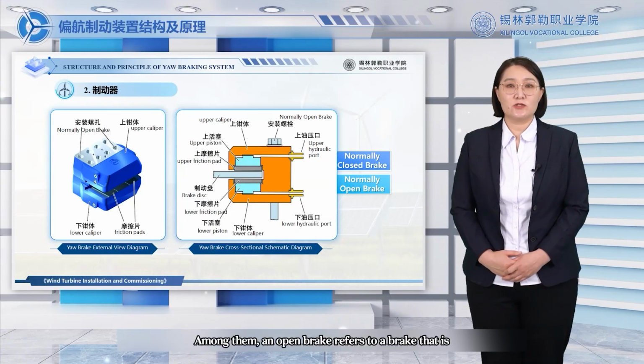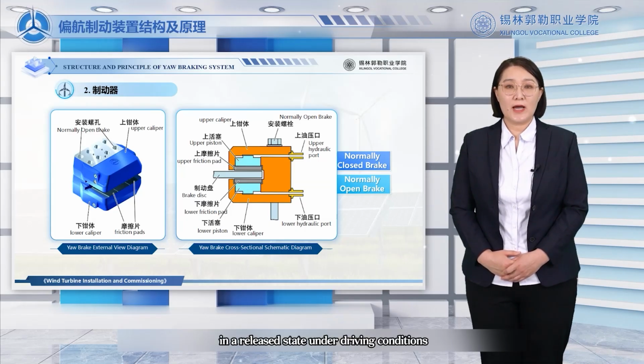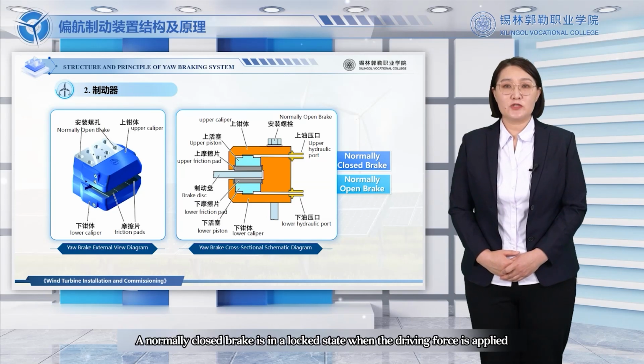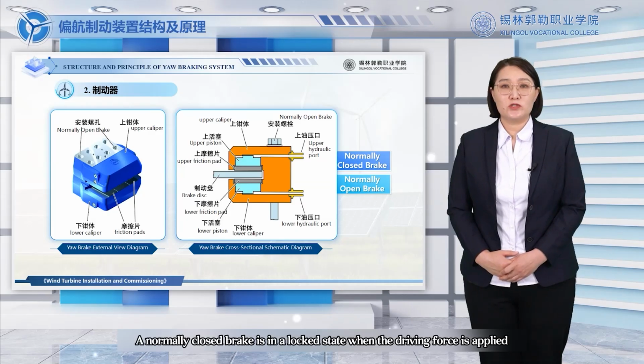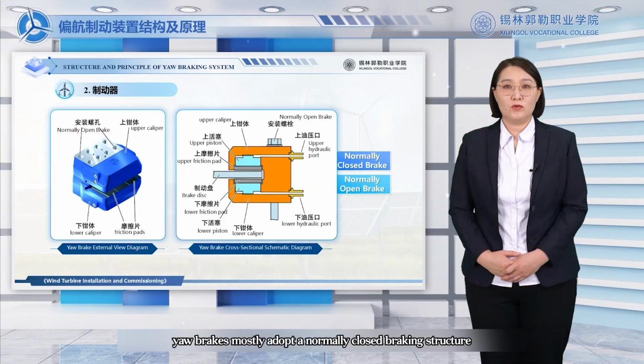Among them, a normally open brake refers to a brake that is in a released state under driving conditions. A normally closed brake is in a locked state when the driving force is applied. Considering the failure protection of the brake, yaw brakes mostly adopt a normally closed braking structure.